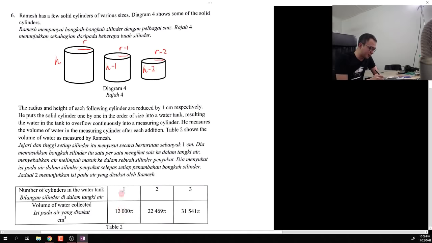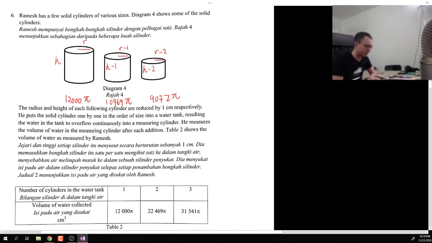The second thing I want to do is try to get the volume for each of them. Because this one is 2 containers, right? So I will use the 22469 minus 12000. So I know my second container is 10469 pi. My first one is 12000 pi. And then my last one over here, 31541 minus 22469. Alright, the third one is 9072 pi. This is all the information I get. Basically how I get this one, I just use 22469 minus 12000.